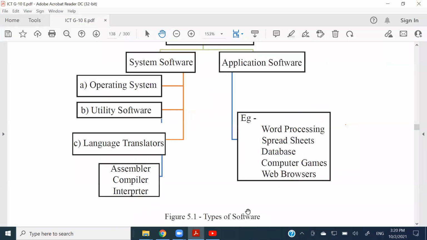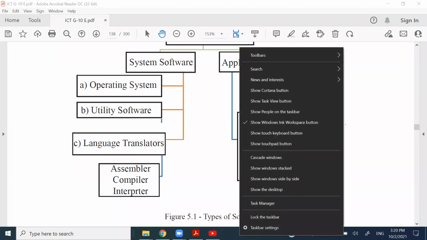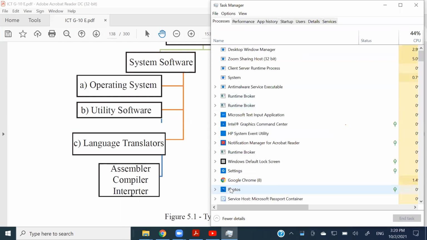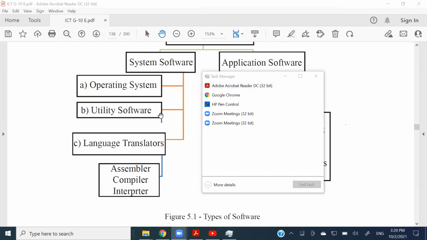And there are some other utility softwares like Task Manager, right? You can open the Task Manager by right-clicking on the taskbar and going to Task Manager. Task Manager will show us what processes are running on the computer at the moment, right? If I take fewer details, you can see what programs I have open on this computer. I have Adobe Acrobat Reader, the application program that I use to show this note to you, and Google Chrome, my browser, right? And HP Pen Control is running. It is for my touch pencil, right?